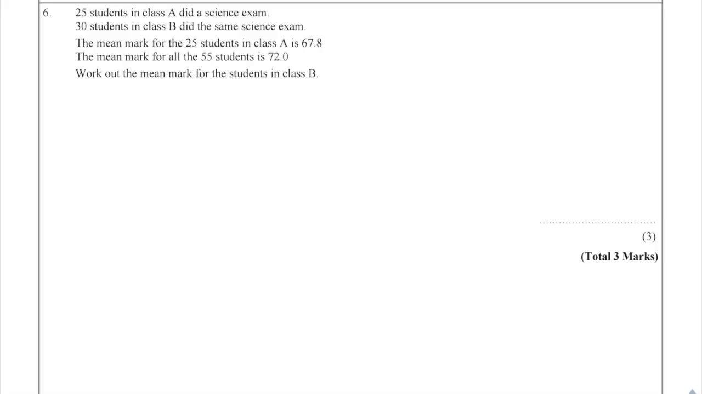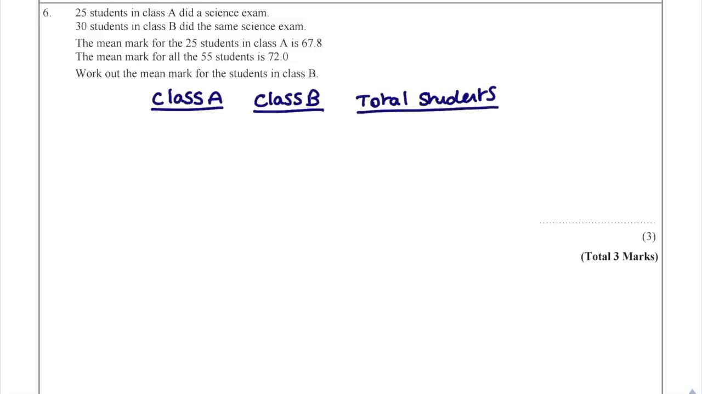Okay, so the formula for working out the mean in this case would be taking the total number of marks, dividing it by the number of students in each class, and that will give us the mean mark within that class. So if we look at Class A, Class B, and then here if we just call this total students, we can look at each of the cases separately. So Class A, what do we know? Well, we know that there's 25 students and we know that the mean mark is 67.8.